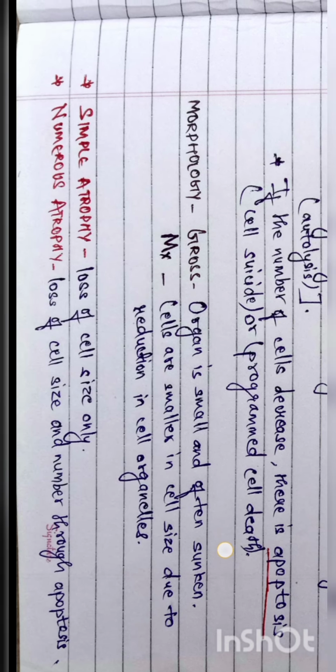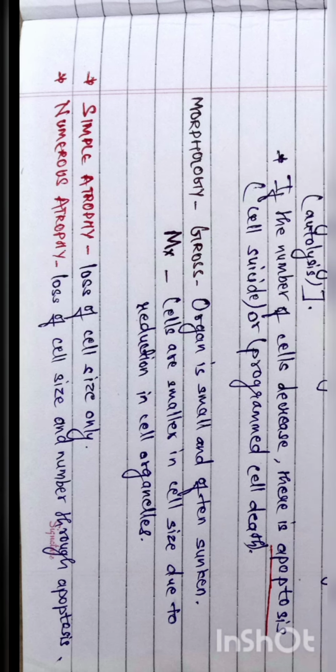Now let's see its morphology. By gross view, the organ is small and often sunken, and microscopically the cells are smaller in cell size due to reduction in cell organelles. So what is simple atrophy? It is a loss of cell size only. And if the loss of cell size and number happens through apoptosis, then we call it numerical atrophy. So here we finished about atrophy.